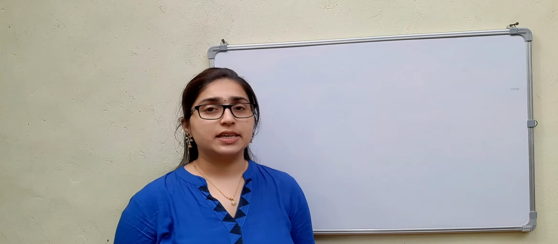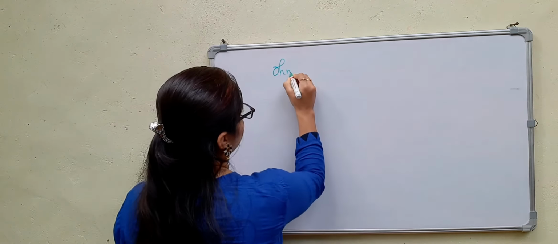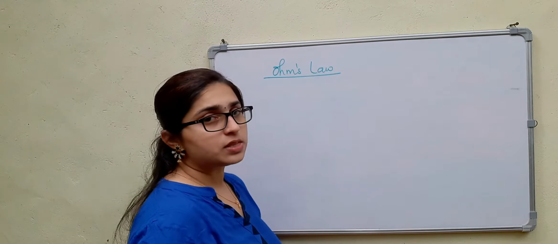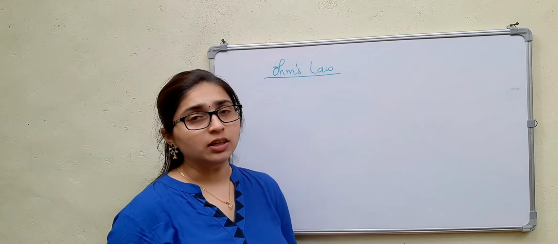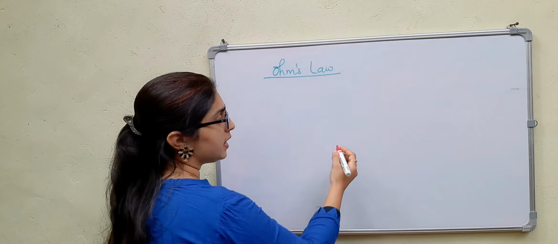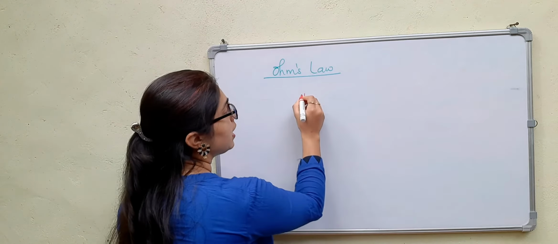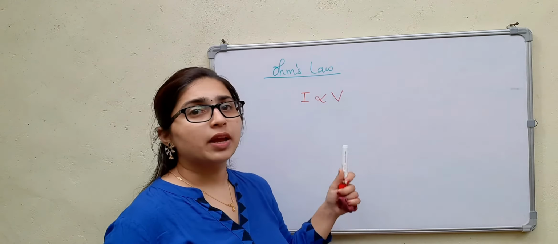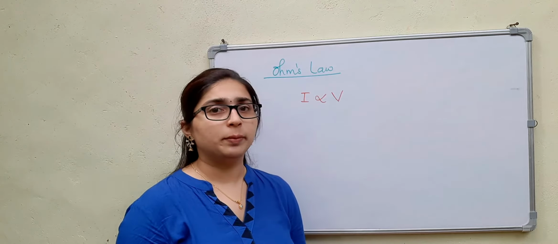In this video, let us study about Ohm's law. This law gives the relationship between the potential difference, current and the resistance. If I consider a conductor, the current flowing through a conductor is directly proportional to the potential difference across its ends, provided that the temperature and the physical conditions remain constant.